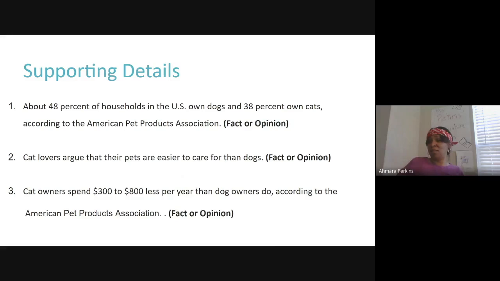fact. Number 2: Cat lovers argue that their pets are easier to care for than dogs. Let's look for those clue words. What do we see?